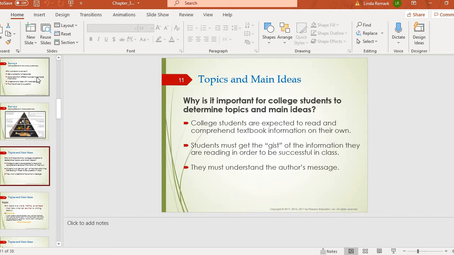Hopefully, as I've been saying, topics and main ideas, you've been thinking like, oh, what do I already know about this? Or if you haven't been, start thinking of that now. What do I already know about topics? What do I know about main ideas? Why is this important? How have I used this?